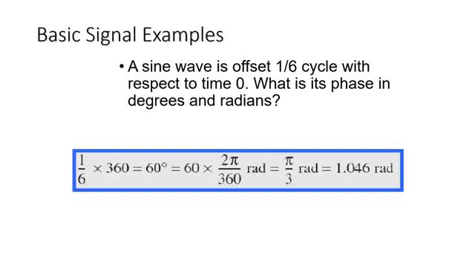To get radians, we need to convert from degrees to radians. One complete cycle or period is 360 degrees, which is equivalent to 2 pi radians. Thus, we take the 60 degrees and multiply it by 2 pi over 360 radians to get pi over 3 radians, which is equal to 1.046 radians.